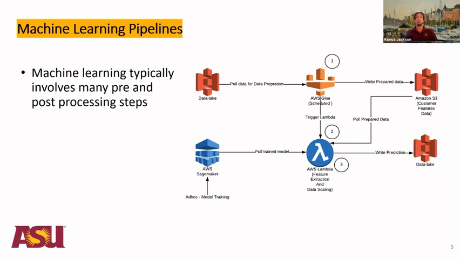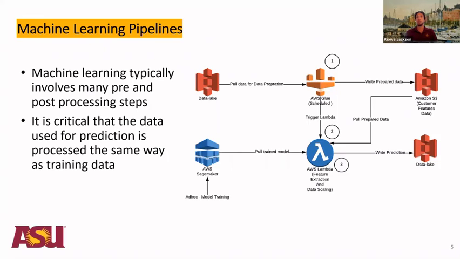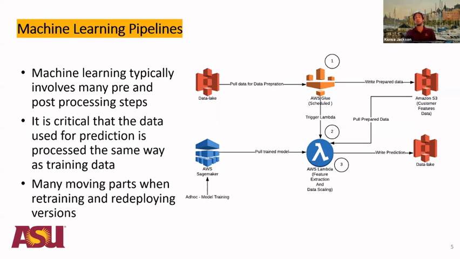Machine learning in general typically involves many pre- and post-processing steps that have to happen in a certain order. It's critical that the data used for prediction is processed the exact same way as the training data, or you're going to end up getting different results. Because of this, there are many moving parts when retraining and redeploying versions to the cloud. So SageMaker can help us manage that process in a scalable way.